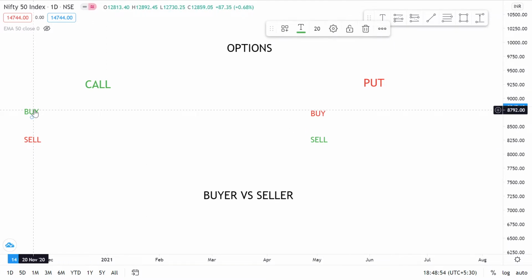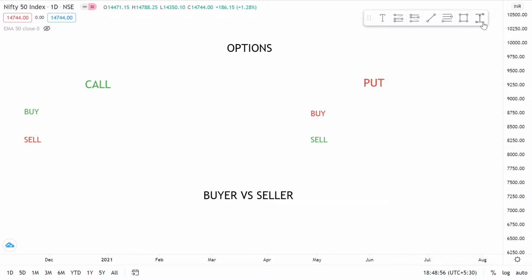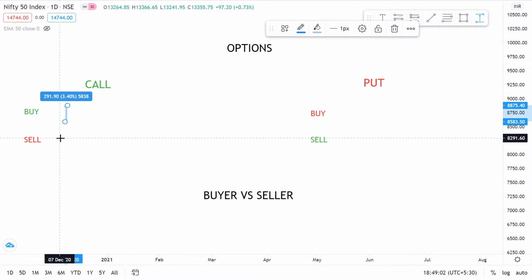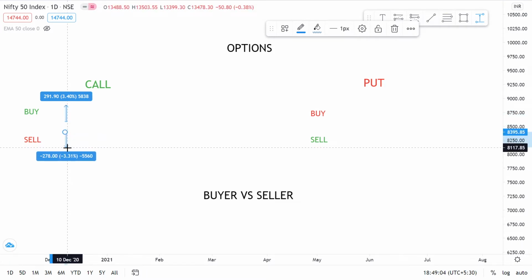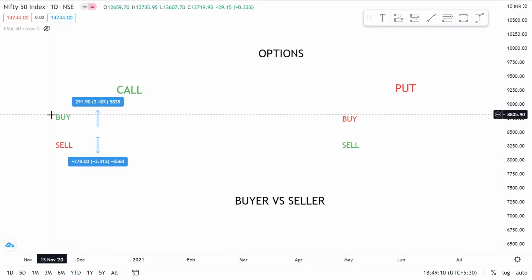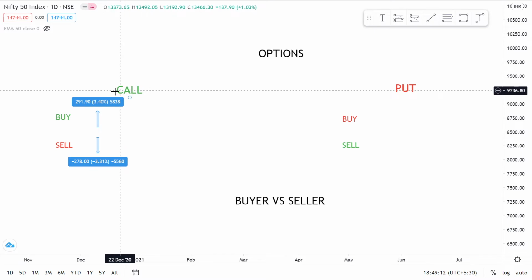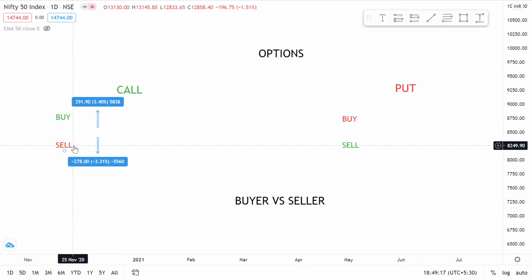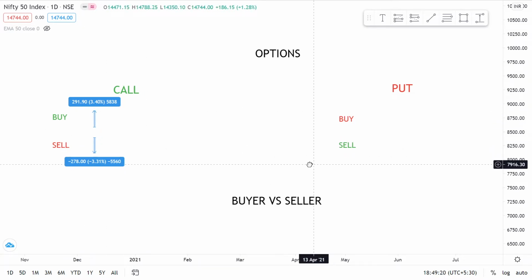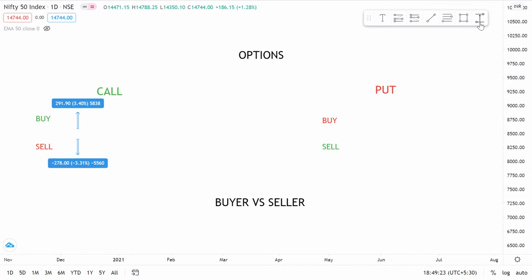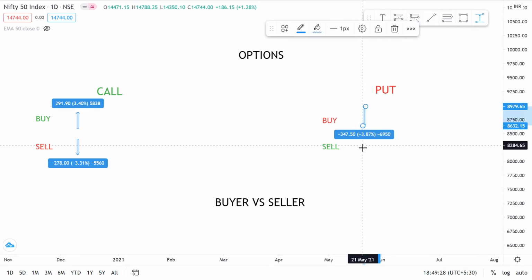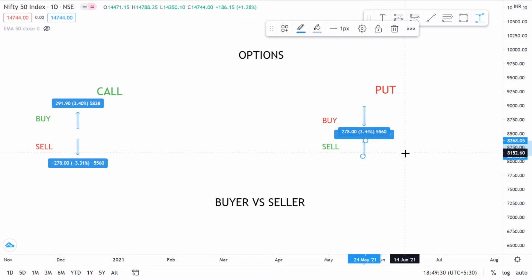So when do you buy a call option? You buy a call option when you think the price is going to go up, and you sell a call option when you're bearish on the market and you think the price is going to decrease. You can see by the colors indicated that a green buying call option indicates that you're bullish, and a red selling call option indicates you're bearish. Similarly here, when you're buying a put option, you bet on the markets going down, and when you're selling a put option, you bet on the markets going up.